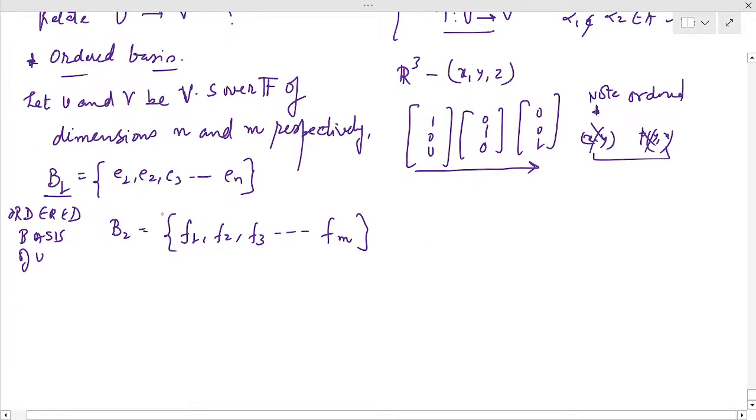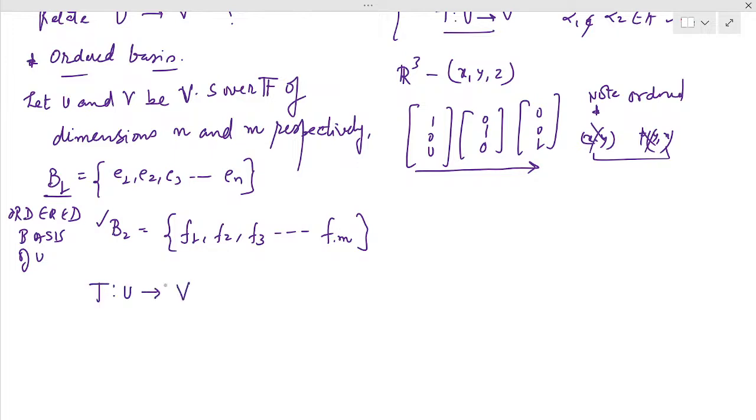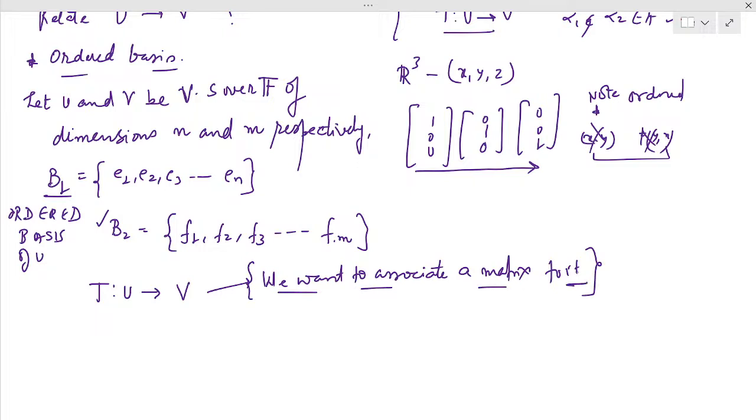Let's say the ordered basis of U is e1, e2, e3, ..., en, and the ordered basis of V is f1, f2, f3, ..., fm. And we want to associate elements of U to V. So let us say that there is a linear transformation that relates elements of U to V, and our purpose is to associate a matrix to it.